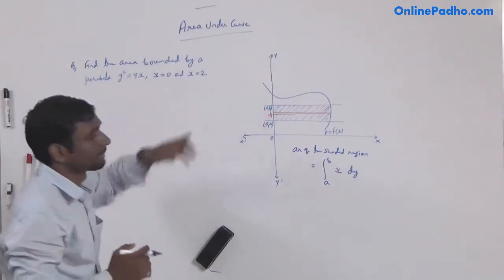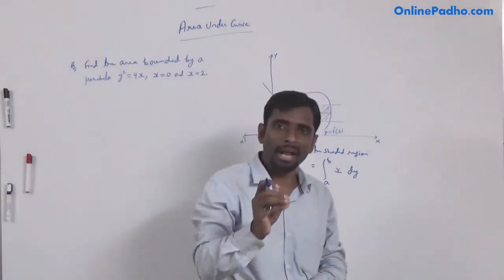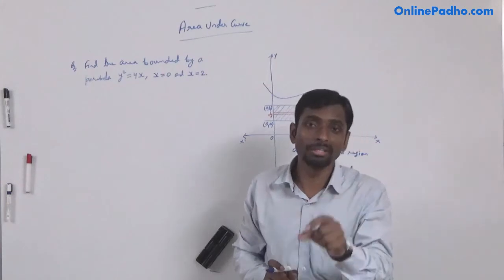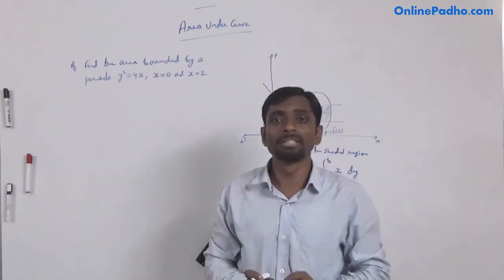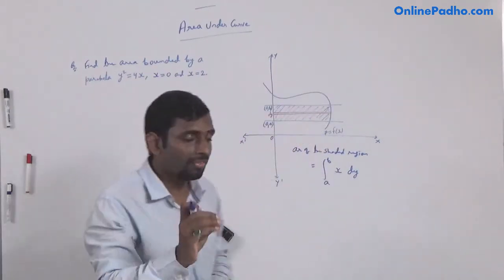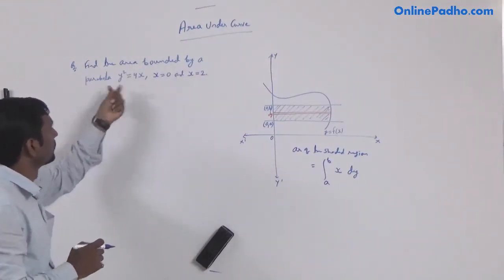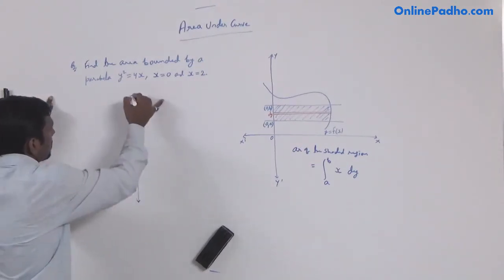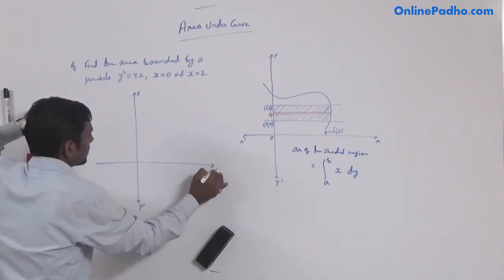Here, three curves. So now first we have to draw the diagram. Graph is very important in this chapter. You must know how to draw the graph for parabolic function, elliptical function, straight line and all the things. Then we can find the area. So first we have to draw the graph for all the three curves. Let us see on the coordinate axis.